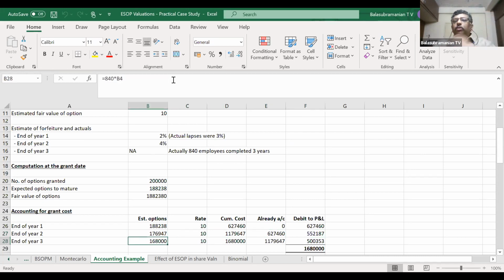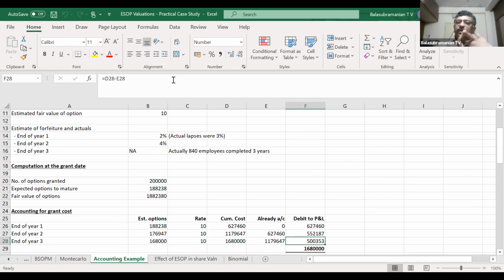Now, when you come to the third year, actually there are 840 employees only. So 840 into 200 is what you need to give. That's now crystallized. So 840 people, 200 crystallized, at 10 rupees. So which is so much, 200 shares each into 10. So this is the total cost, of which you have already accounted 1179. So you account only the balance 5 lakhs now. So this is how the accounting gets done.